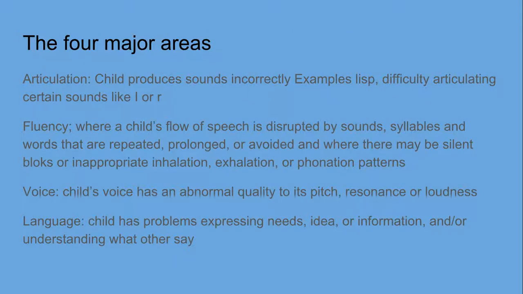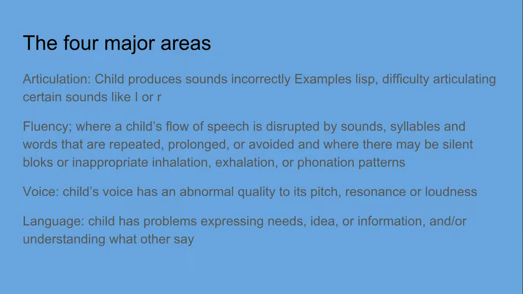There are 4 major areas to having a language or speech impairment. One is articulation, where the child will produce sounds incorrectly. An example of this would be having a lisp or difficulty articulating certain sounds like L or R. Something you might have heard of from young children. They sometimes have this issue.